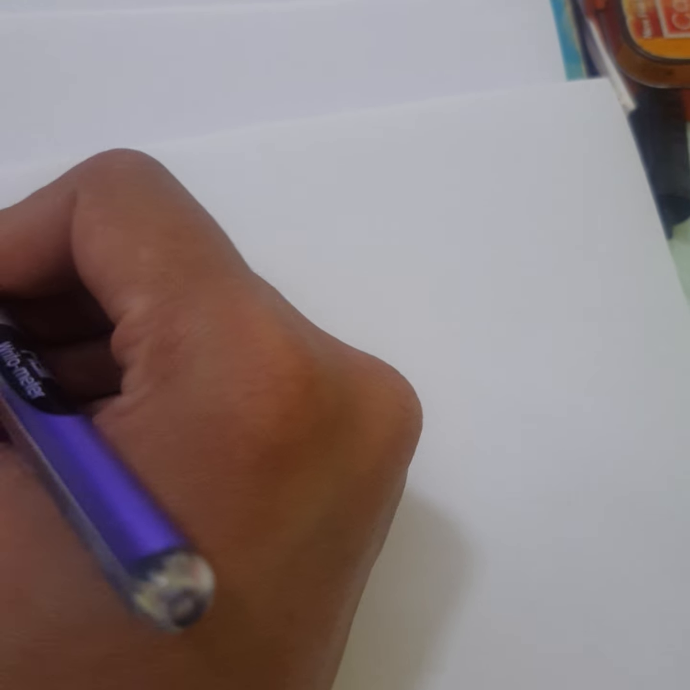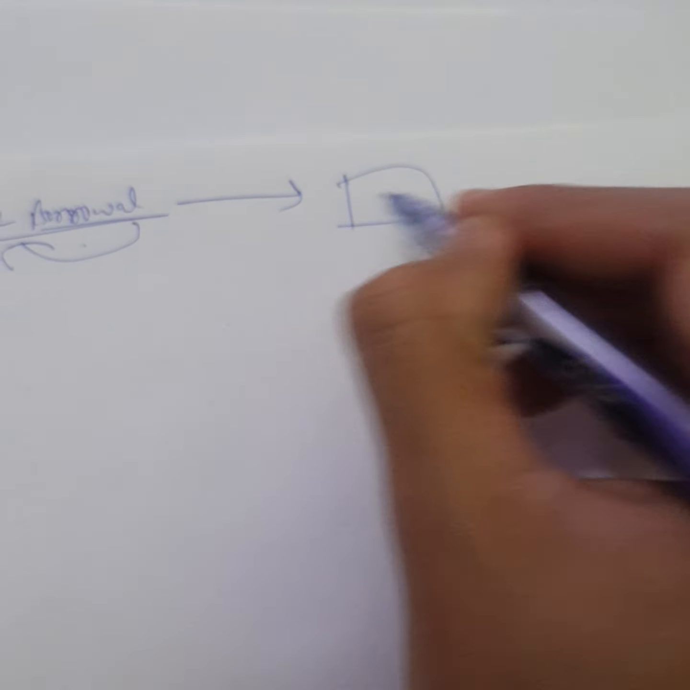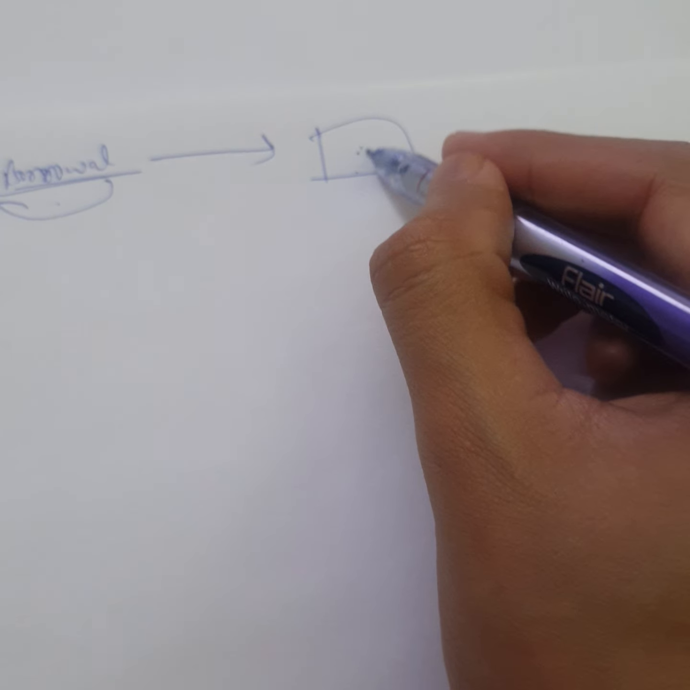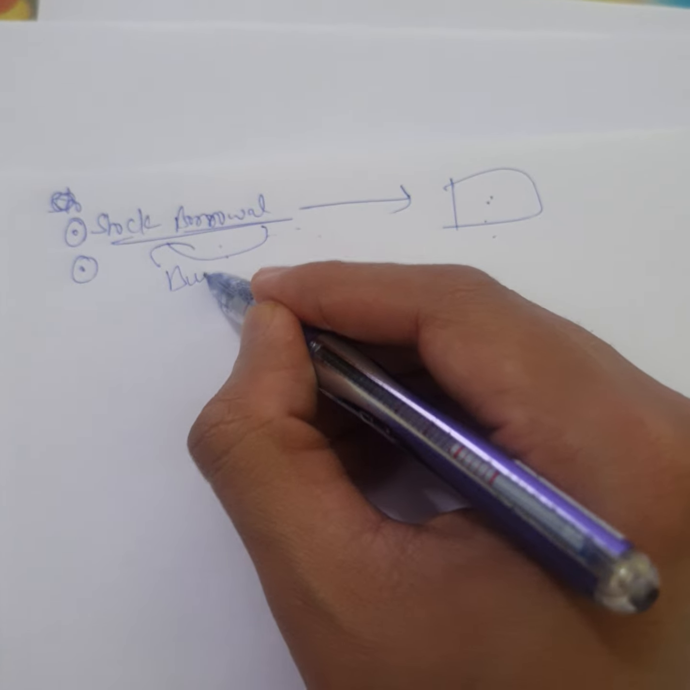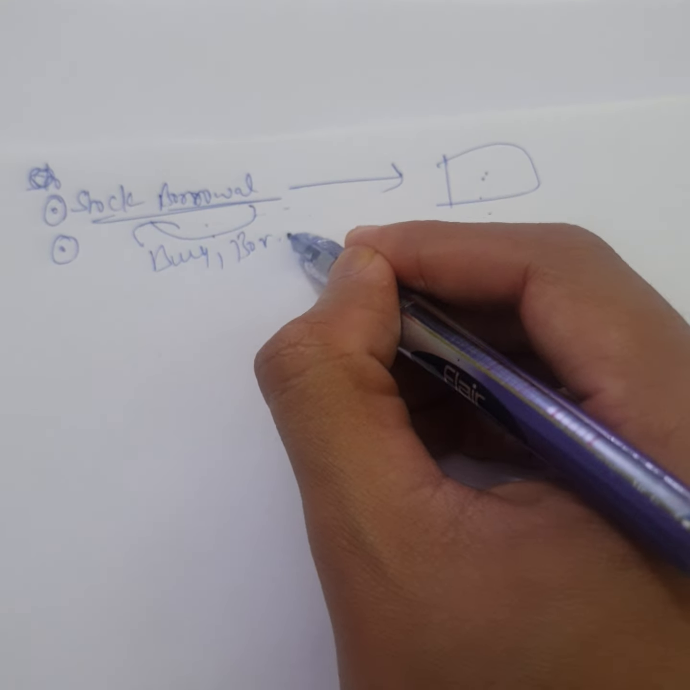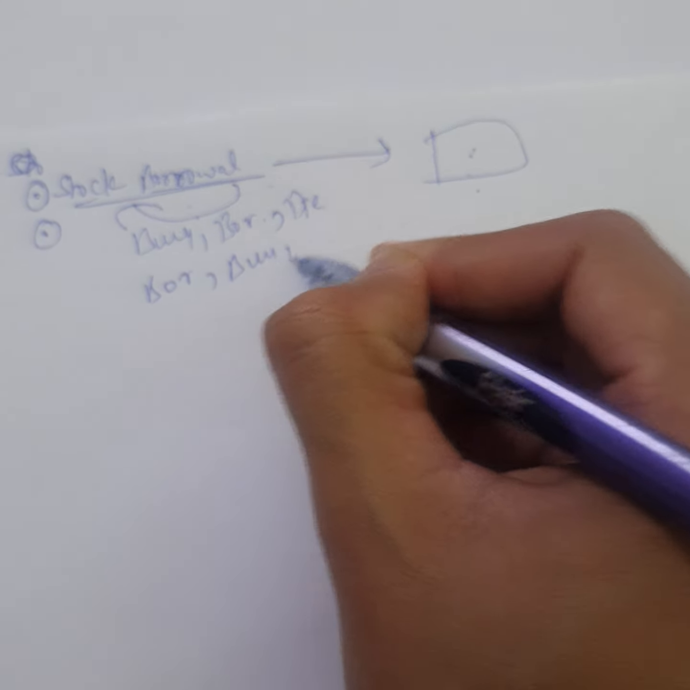How does he break it? Here, stock borrowal. He will go to the bank and borrow versus the stock, and when he borrows versus the stock, he gets that amount and has to pay it back. And why does he borrow against the stock? That is called buy, borrow, die, or else borrow, buy, die.